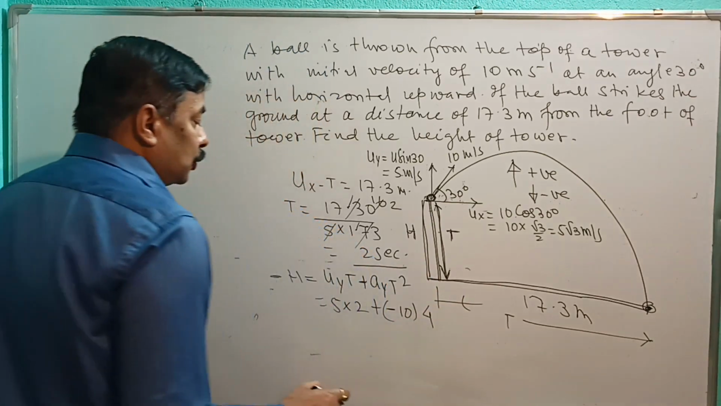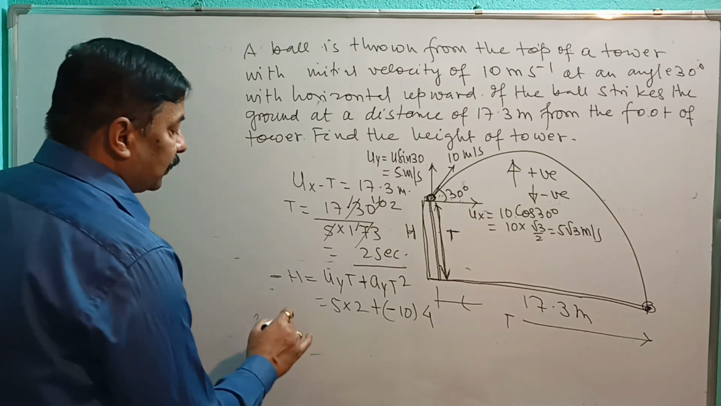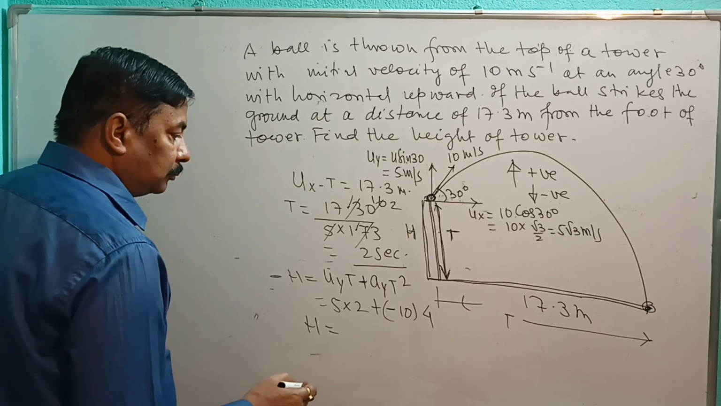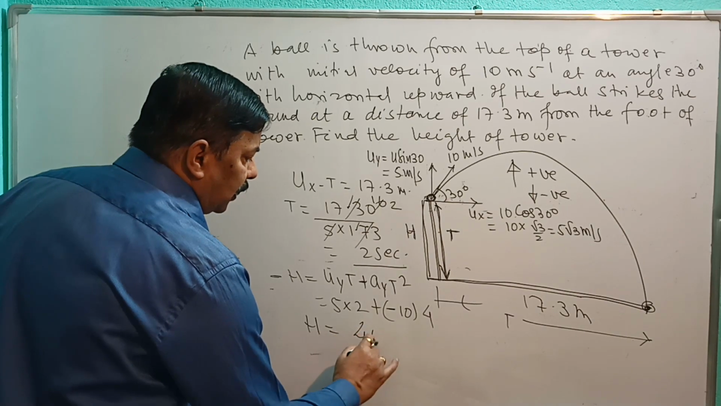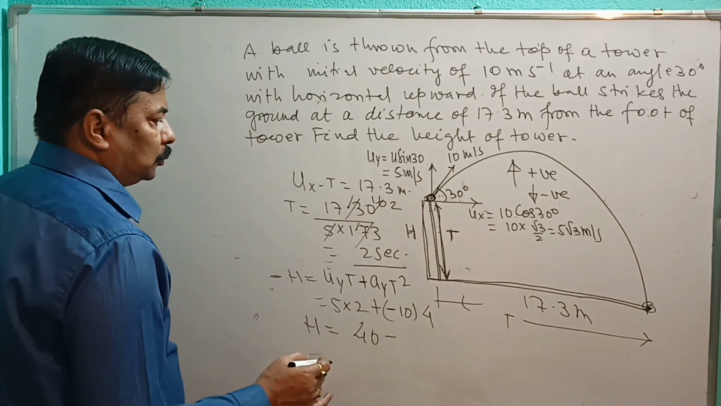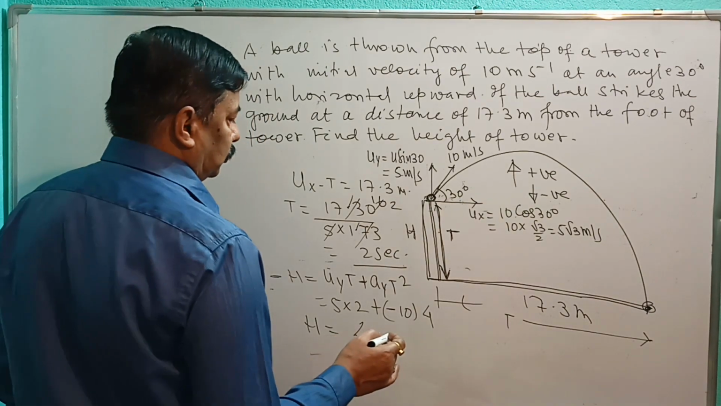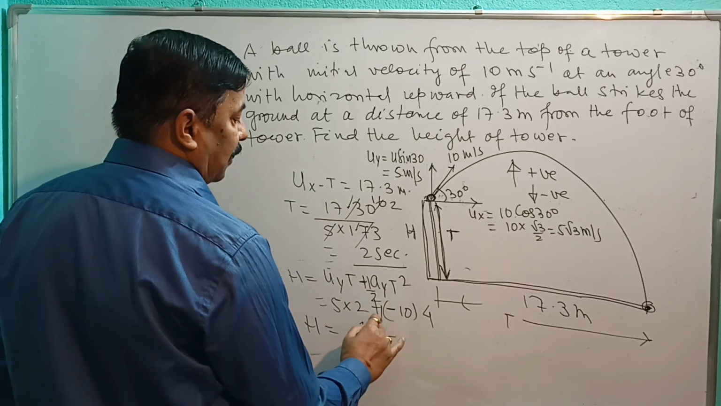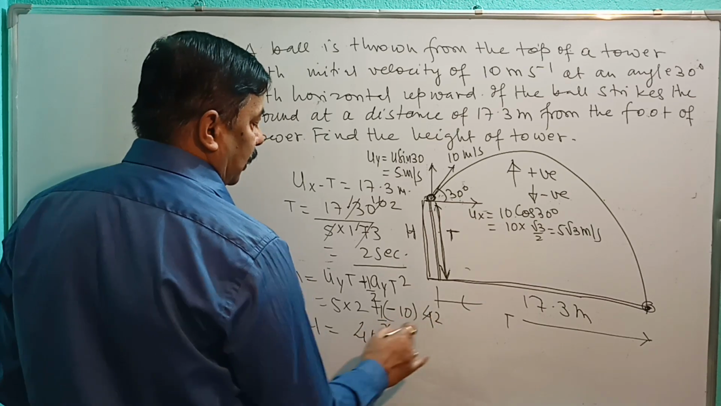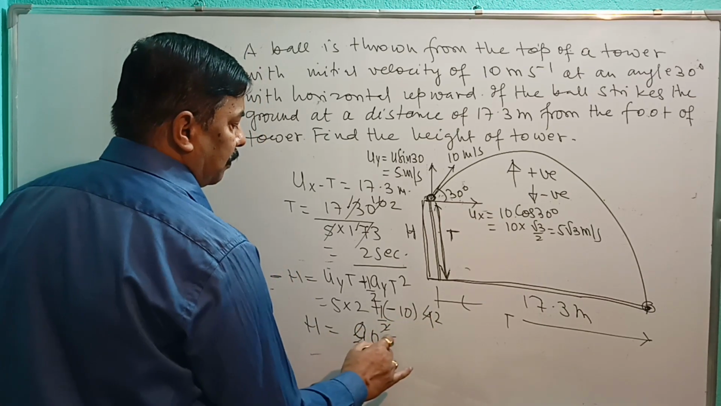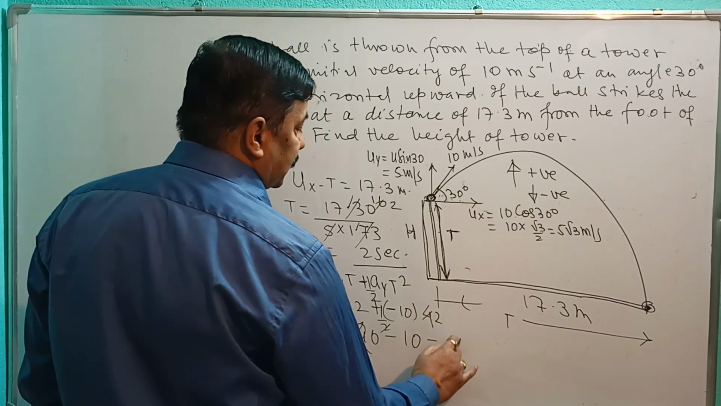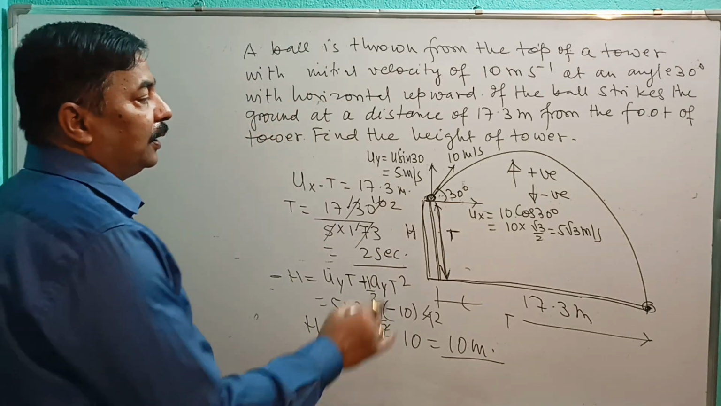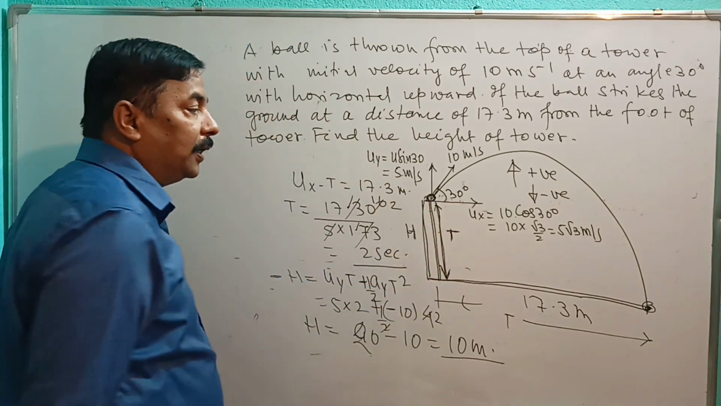4. So what we are getting? We are getting h is equal to 10 minus, ut plus half at square. Here half is missing. So 2 twos are 4, so it should be 20 minus 10. That is 10 meter. So height of the tower in this case is your 10 meter.